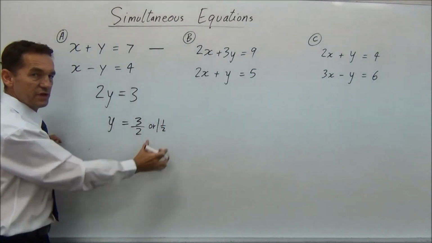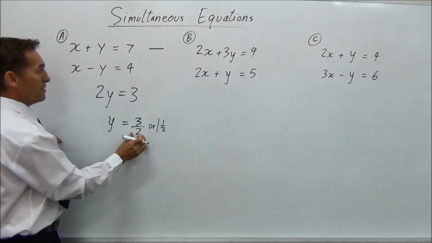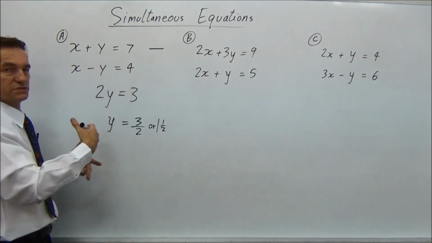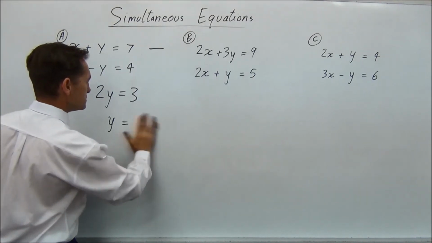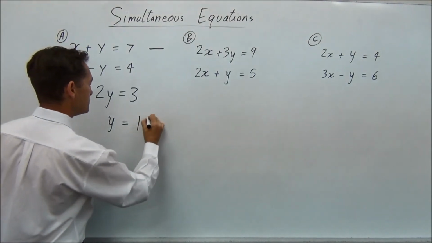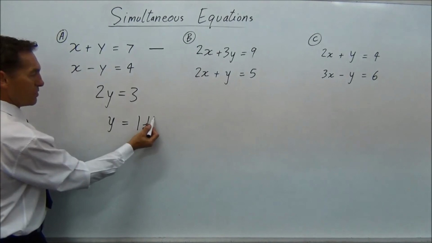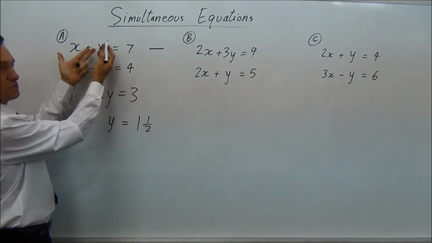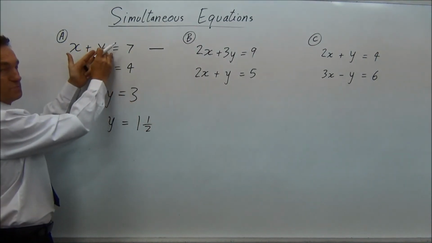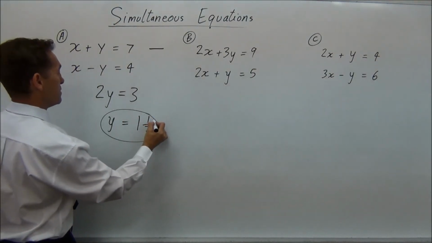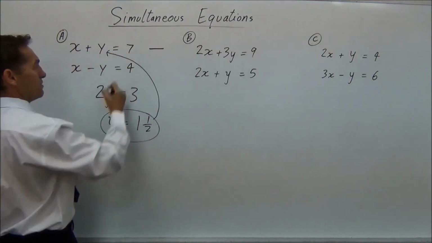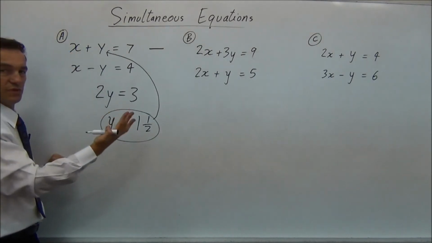Now what do you do with that? You put that back into one of the equations to find the other value. So to make it fairly easy, we'll make y equals 1.5. Let's put it back into the top equation. You can put it in there if you want, let's put it in the top one, just for now. And that's going to tell us what the x is.